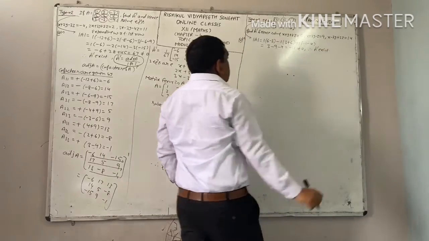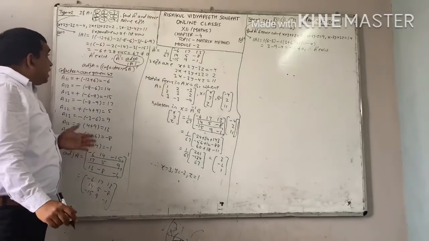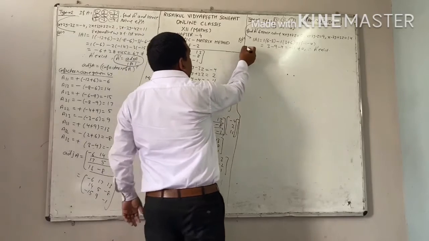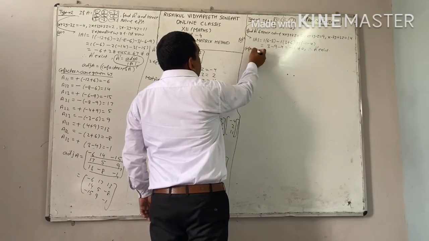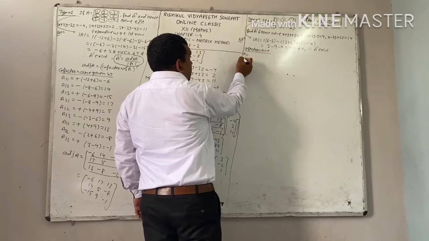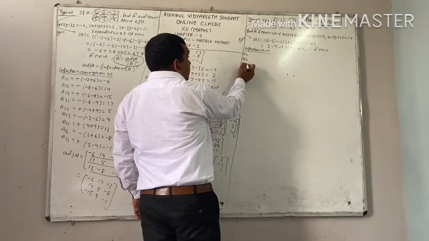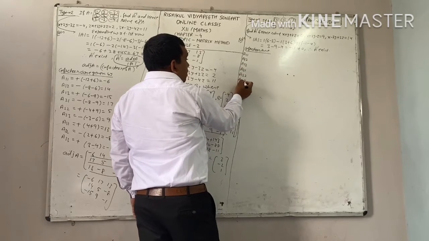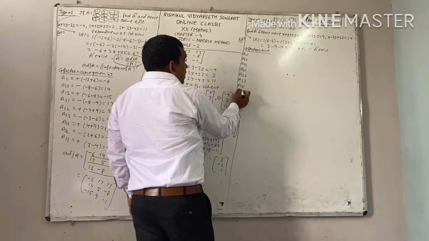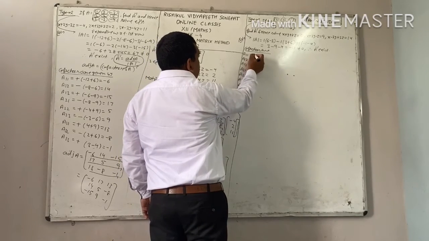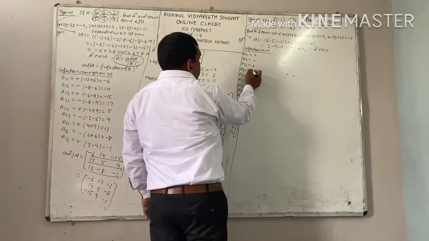And for A inverse, you require cofactors. After cofactors, you will find out the adjoint of A. First of all, I am finding the cofactors. Cofactors are A11, A12, A13, A21, A22, A23. Now for the third row, A31, A32, A33. Now put up the signs: alternate positive, negative sign.